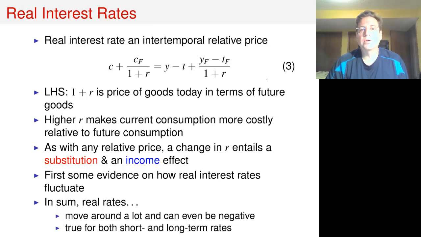Before we get into the theory of how changes in real interest rates affect consumers' decisions about consumption versus savings, let's look a little bit at the data. And two facts are going to come out. One is that real interest rates, as measured in the data, move around a lot and can even be negative. And the second point is that this holds true whether you're looking at very short-term interest rates or longer-term interest rates.